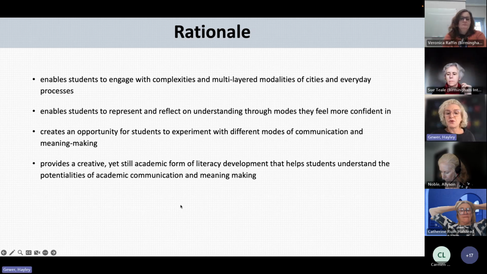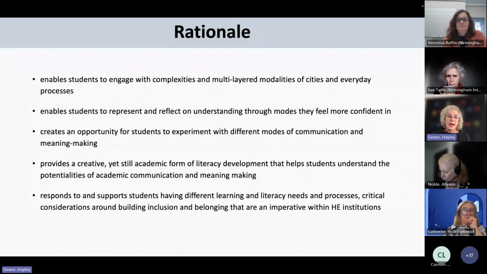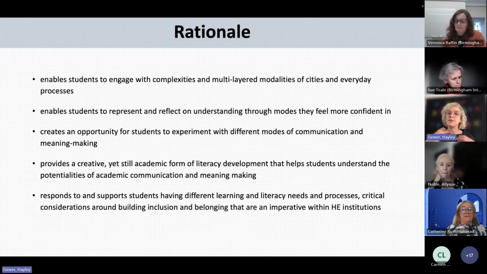It also aimed to provide a creative yet still academic form of literacy development that helps students understand the potentials of academic communication and meaning making. And it also aims to respond to and support students having different learning and literacy needs and processes. So thinking about the multilingual, the multicultural makeup of the group, to respond to the different needs that students have to create a sense of inclusion and belonging, which is one of the aims of widening participation.